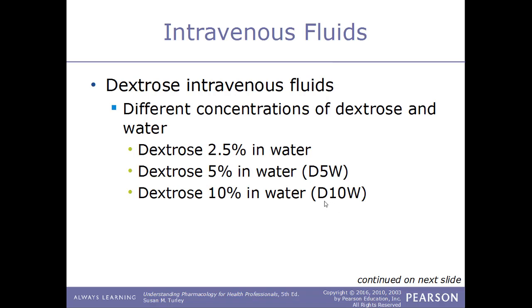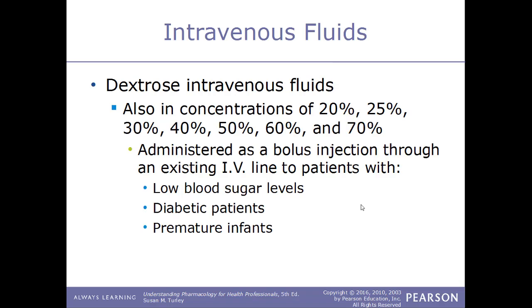So 10% dextrose in water. Those are what those letters and numbers indicate. You can also find this in concentrations of 20%, 25%, 30, 40, 50, 60, and 70. Now, dextrose IV fluids can also be administered as a bolus injection through an already existing IV line. This can be given to patients with low blood sugars, patients who are diabetic, or premature infants.